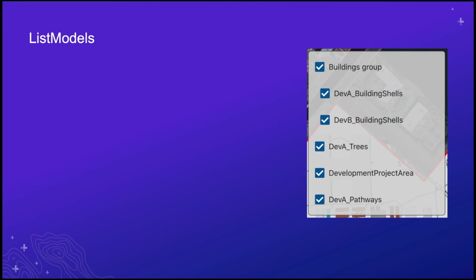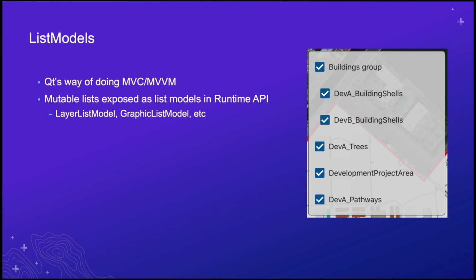Okay, for the final section of the runtime fundamentals, we're going to discuss list models. List models are how Qt does MVC or MVVM, and these are concepts used to separate your business logic from your view. We expose list models for any type of list or array that is mutable. So, for example, the layer list model or the graphic list model, these are things that are mutable in our API, so we expose them as list models.